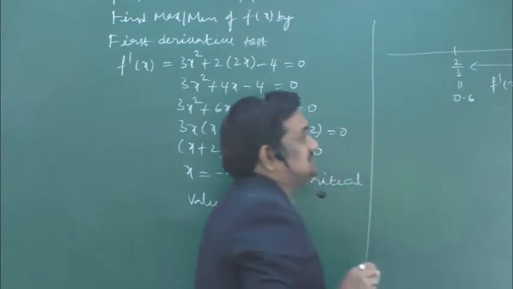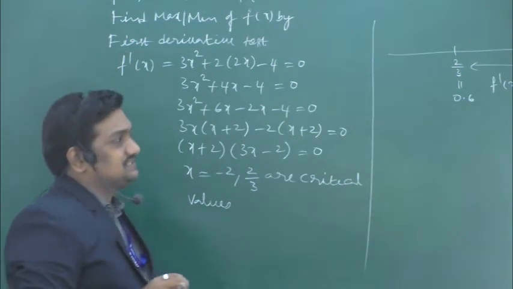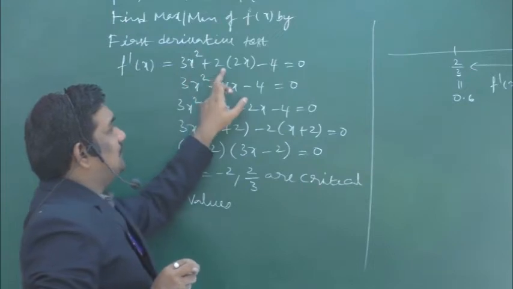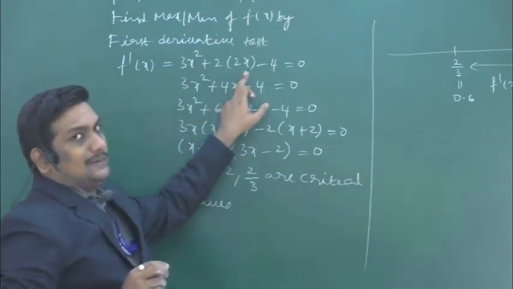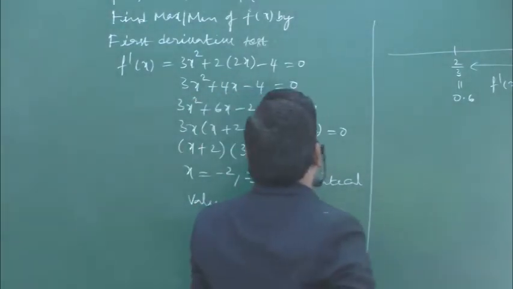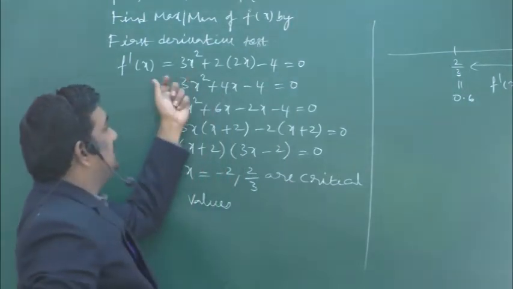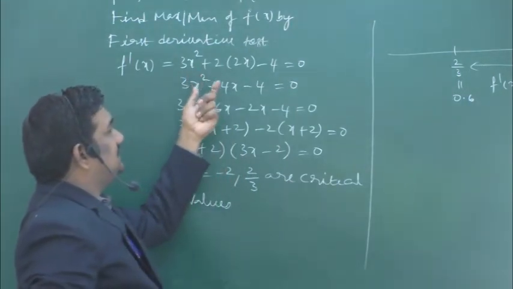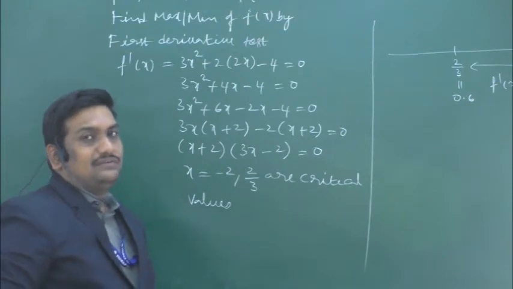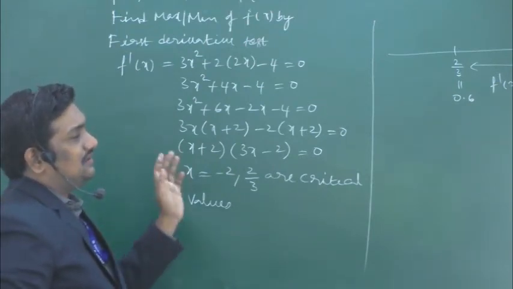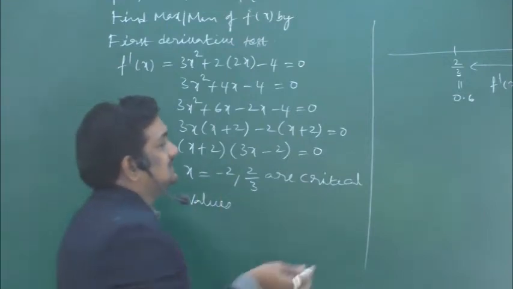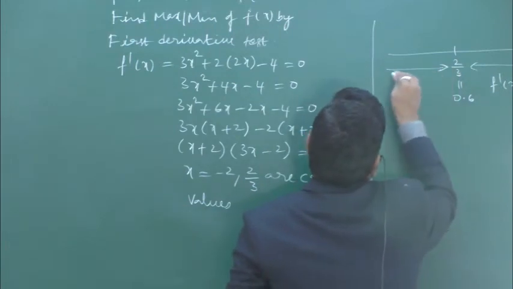For x equals 1, the first derivative value is positive. You take 2. If it is 2, 3 into 4, 12, plus 4 into 2, 8, 12 plus 8, 20, 20 minus 4, 16, then it is positive. If you take 3, then it will be 3 into 9, 27, 4 into 3, 12, that is 39, 39 minus 4, 35, it is also positive. So for the values on the right hand side of 2 by 3, you are getting the first derivative as a positive quantity.